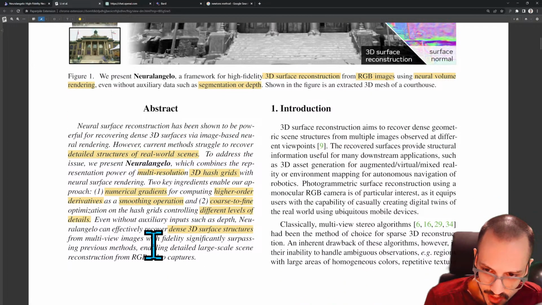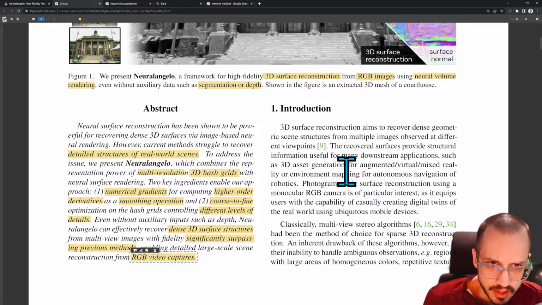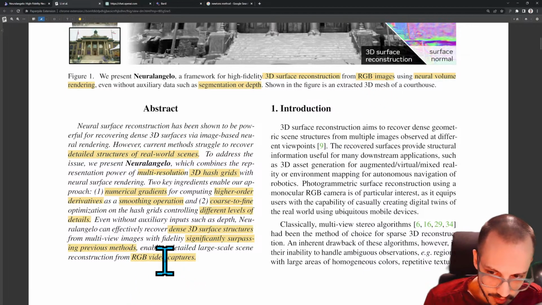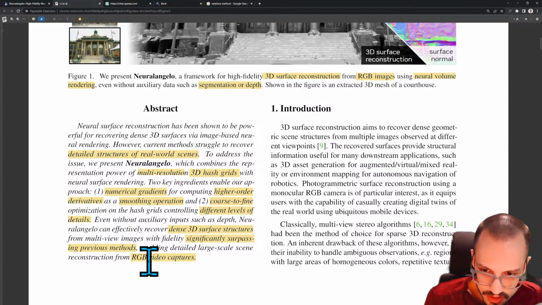Fidelity significantly surpassing previous methods. So hopefully they show us some benchmarks. Enabling detailed large-scale scene reconstruction from RGB video captures. So here you go, finally they're telling you. Here they say RGB images, but of course video is just a series of RGB images. You could think of it just as a sequence of RGB images.